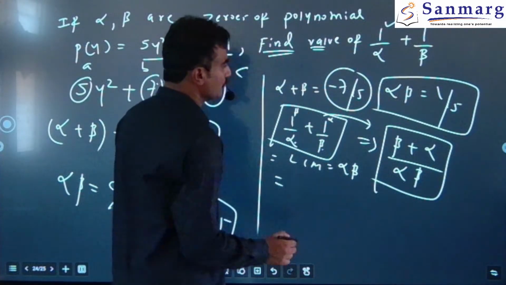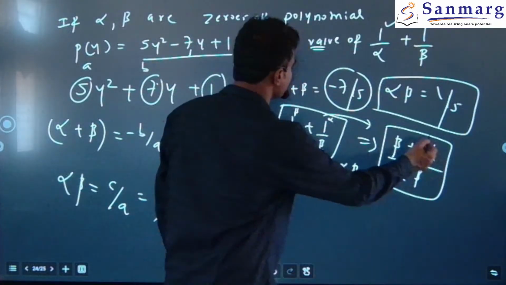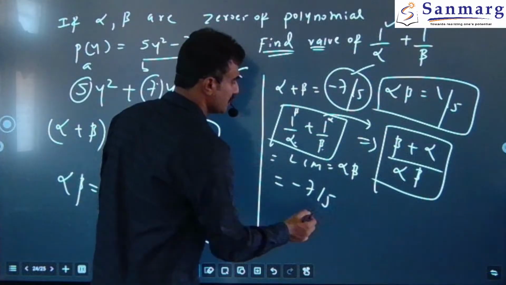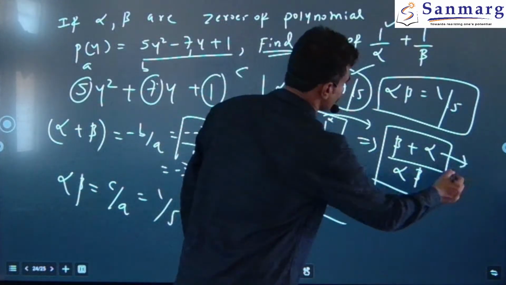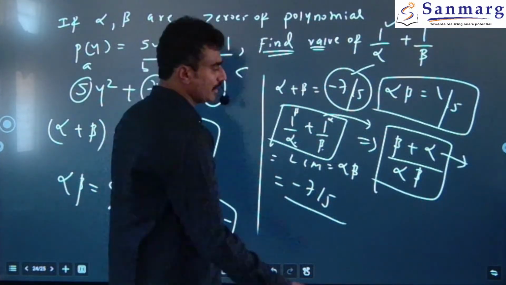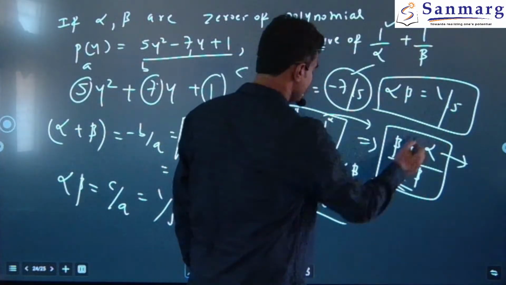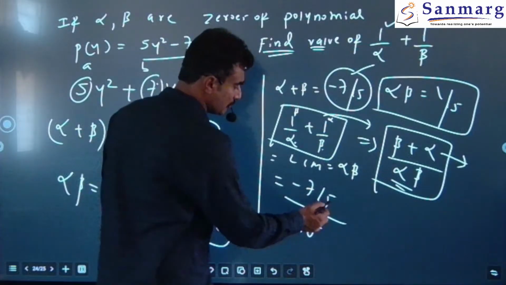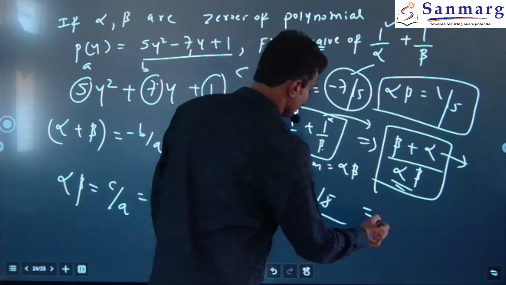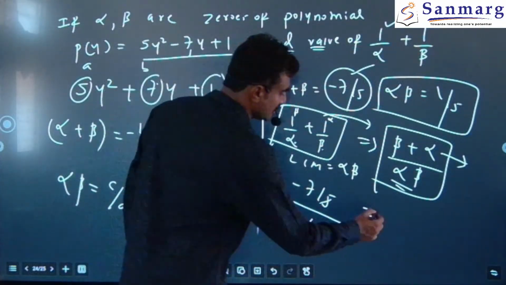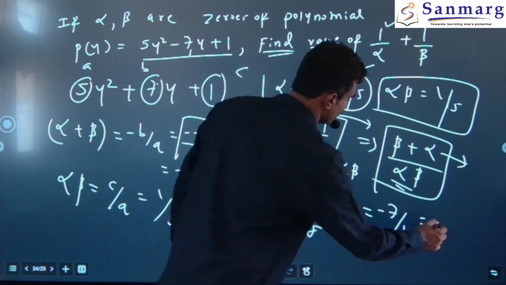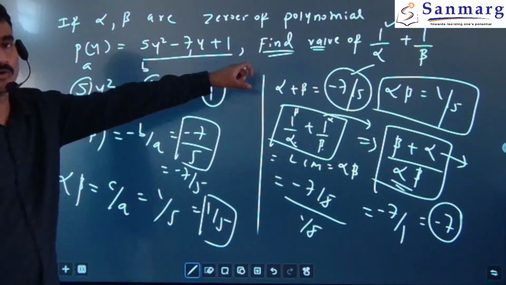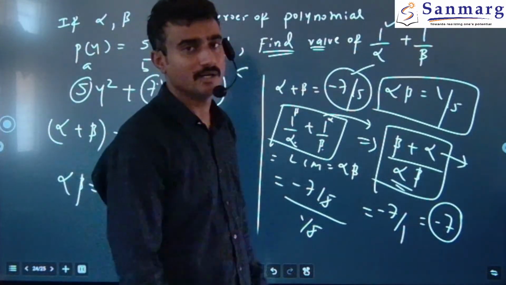Now the value of beta plus alpha, we have found, is minus 7 by 5. Substitute it in the numerator. The value of alpha into beta is 1 by 5. Substitute it in the denominator. So 5 got cancelled. The remaining is minus 7 by 1, which is minus 7. So this is the value of 1 upon alpha plus 1 upon beta.